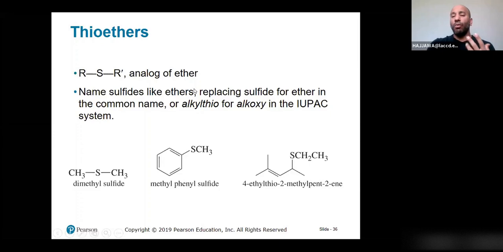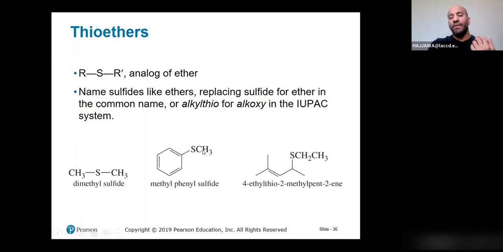The naming will be similar to how we name ethers. If I have an ROR, the common name would be basically dialkyl ether, or alphabetically list the first alkyl and then the second, and then end the name with ether. Here will be similar. So it will be basically dialkyl sulfide. Like in this case, for example, we have two methyl groups attached to a sulfur. So that's a dimethyl sulfide.